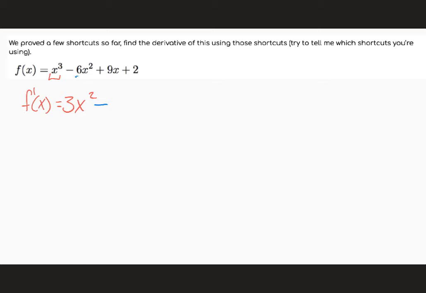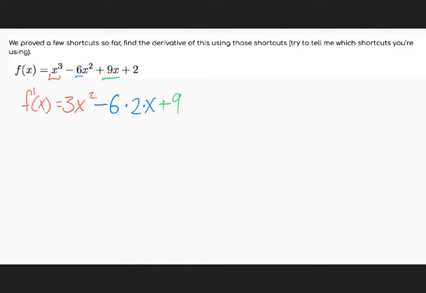And here we've got a constant times x squared. So we can treat that as 6 times the derivative of x squared. That's a power rule. X to the second is going to be 2 times x to the first. We've got another sum and difference part till we get to 9x. The derivative of 9x is going to be 9.